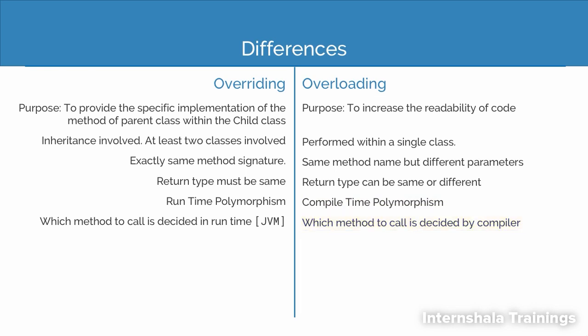So this was all about the differences between overriding and overloading in Java. Just remember, they are examples of two types of polymorphism, the runtime and the compile time.